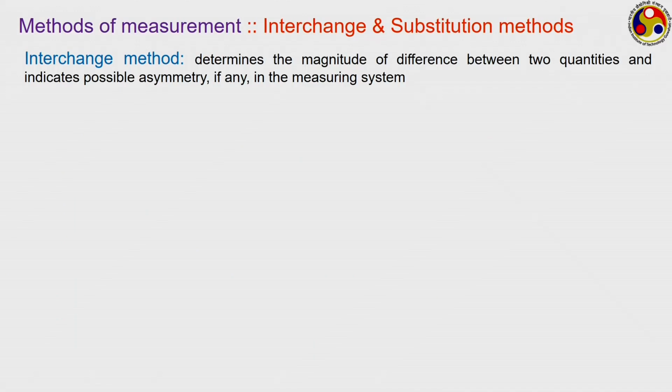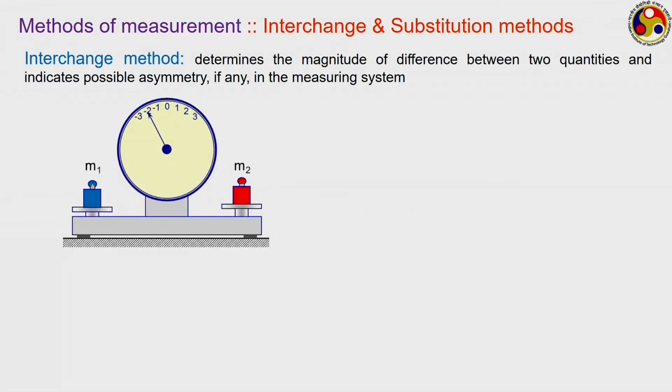Another type of method of measurement can be the interchange and substitution method. What is the interchange method? It determines the magnitude of difference between two quantities and indicates possible asymmetry if anything is present in the measuring system itself. Like here we have two arms of the measuring system. So, we are putting mass m1 on one side, m2 on the other side, and it is showing a deflection of minus 2 on the scale.